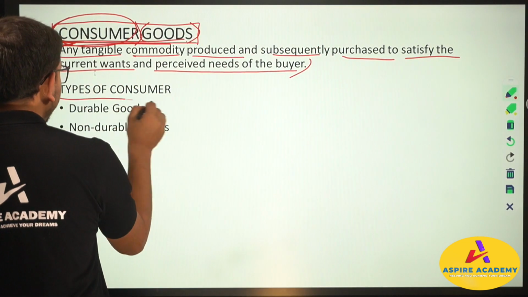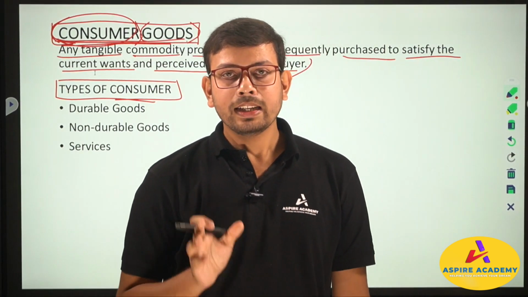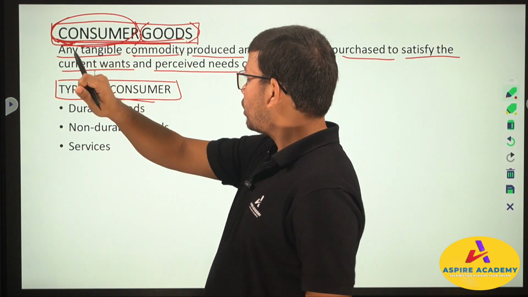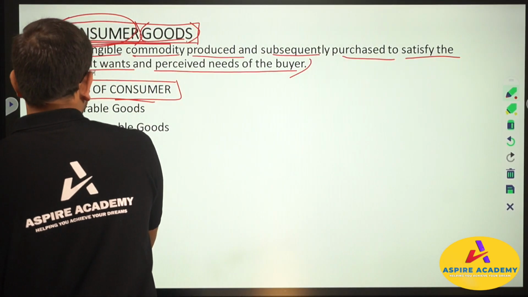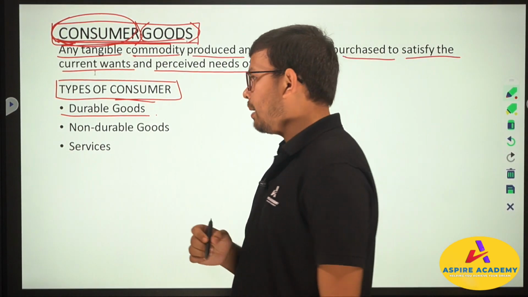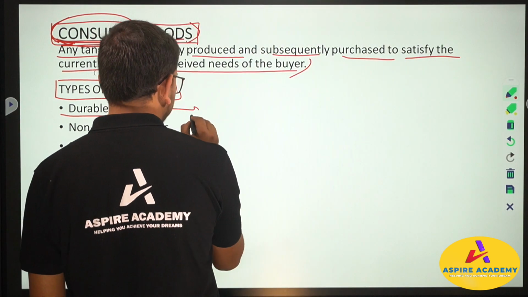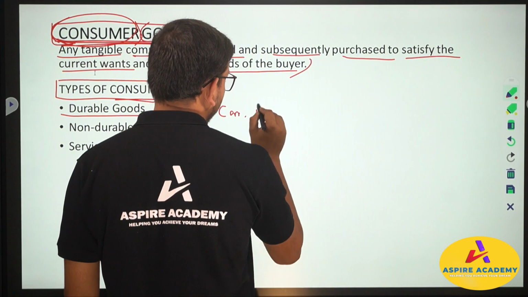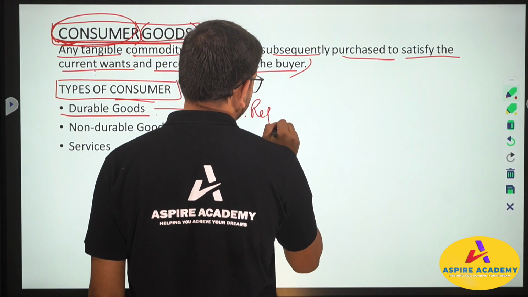So basically there are different types of consumer goods. Whenever we say consumer goods, they are classified into 3 different types. What are the types? Let's look at it. The first one is durable good. What are durable goods? Let's take an example. What is an example of durable good? A car, refrigerator.